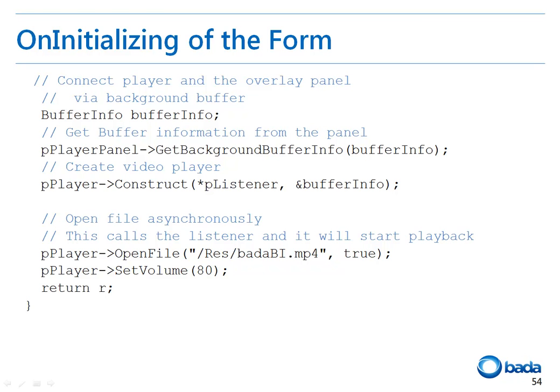We then call the OpenFile function with the path of the video file from the resource folder and the Boolean parameter set to true, and the player asynchronously opens the file. Finally, the volume level is set. If a file is asynchronously opened, the OpenFile function returns immediately. And if the file is actually opened, the OnPlayerOpened function of the listener object is called.